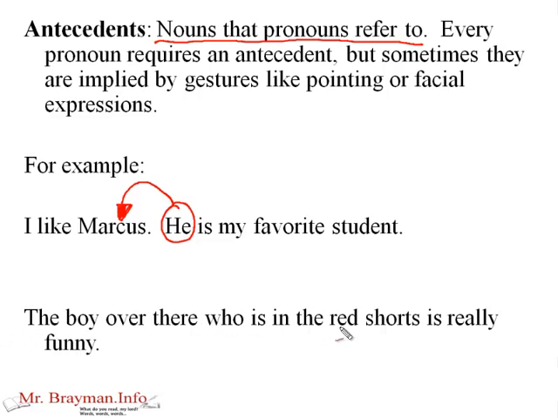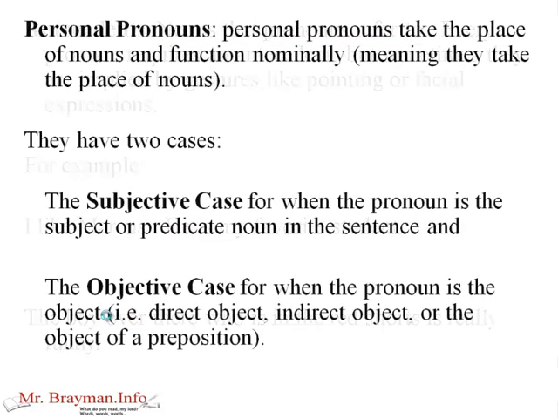Same thing down here, right? The boy over there who is in the red shorts is really funny. Who is a relative pronoun. We're going to get into that a lot later. And this refers to the boy. It refers to the boy. And it's amazing that our brains can do that, right? So, but just remember that every pronoun requires an antecedent.